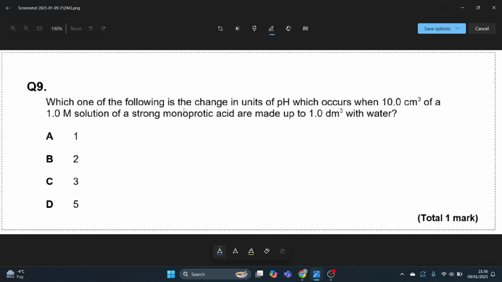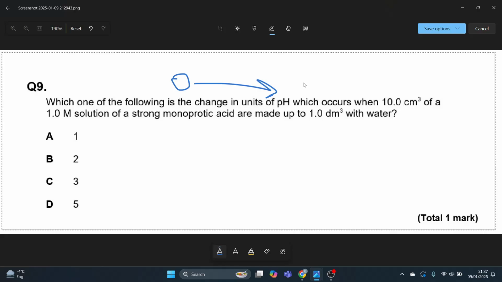Question 9. Which one of the following is a change in units of pH which occurs when 10 cm³ of a strong monoprotic acid with 1.0 H⁺ ion concentration is made up to 1000 cm³ with water? Now, if you find out the change in the pH, first find the original pH. pH is minus log10 of my H⁺, 1.0, I'll get 0. So I'm going for a pH of 0 to what? Well, I need to find that out.